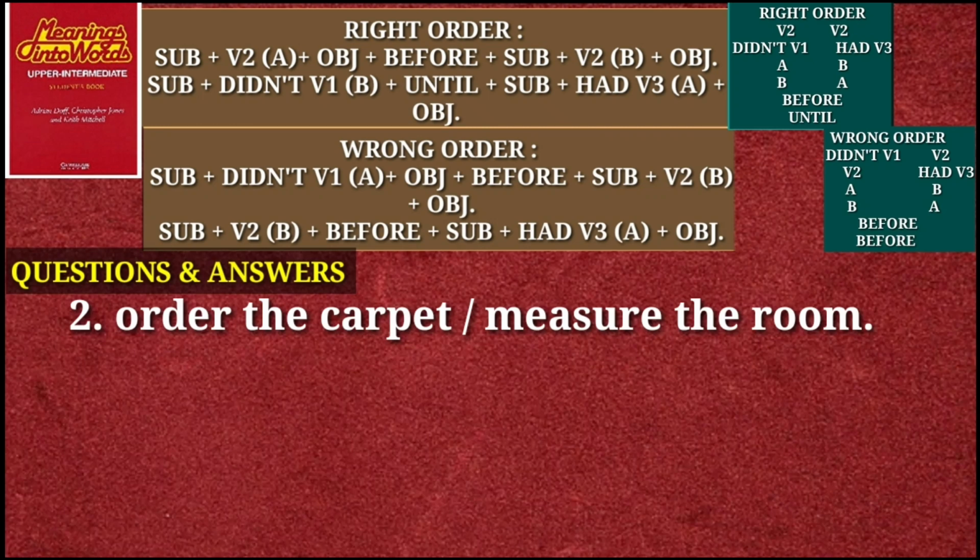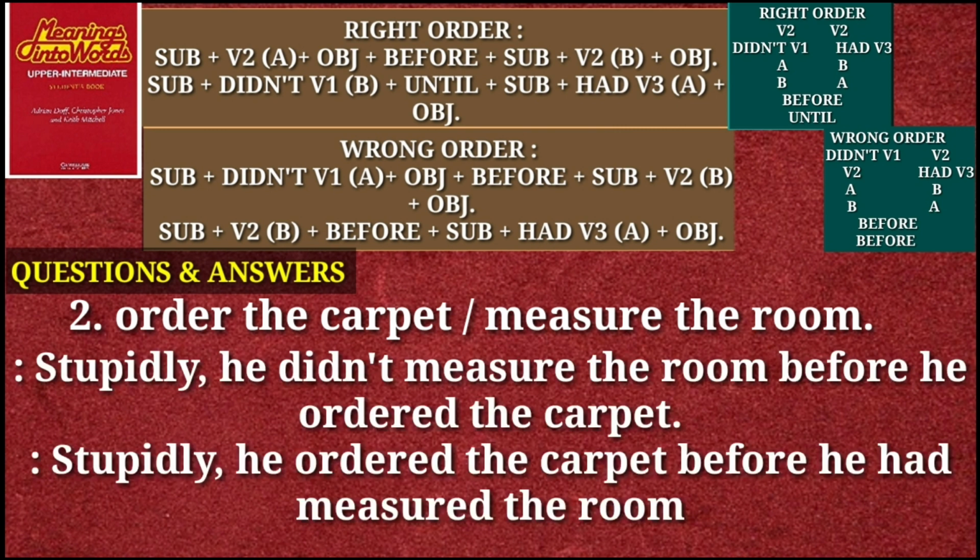Question number 2. Order the carpet, measure the room. Here in this question, order the carpet is second task done, whereas measure the room is first task done. So this question is in wrong order, and the answer is: stupidly, he didn't measure the room before he ordered the carpet. Stupidly, he ordered the carpet before he had measured the room.